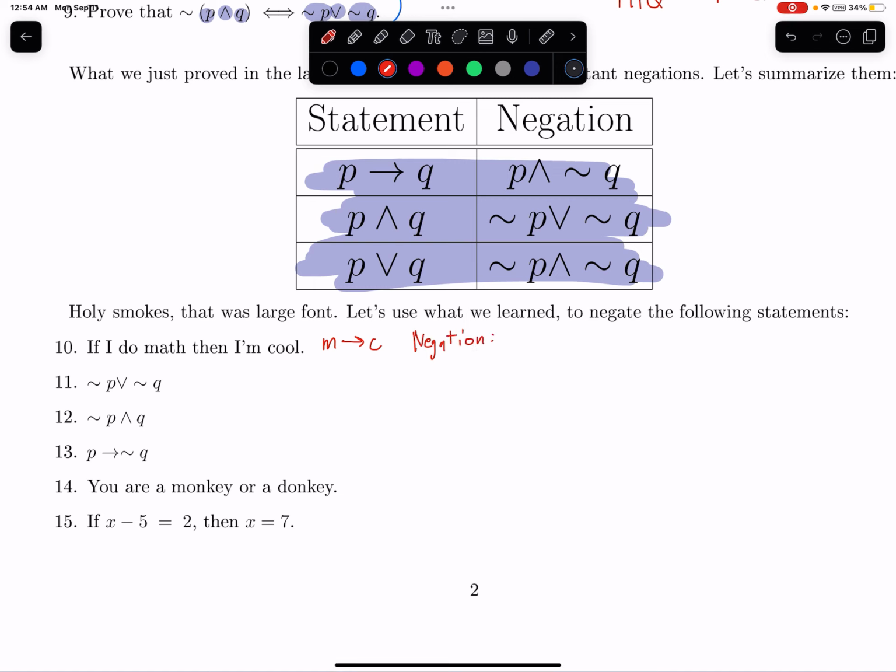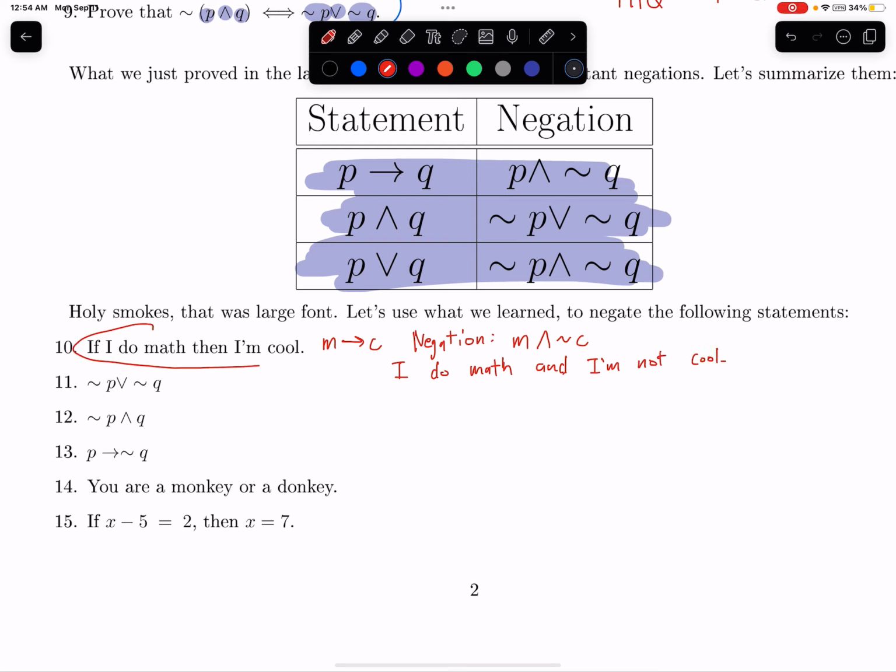Negation would be to keep the left the same, change the if-then to an and, and negate the right. So this is the form of my answer. I'm going to translate now back to English for my final version since the question was given in English. So what's the negation? M was I do math. And is and. And negation is negation. I'm not cool.